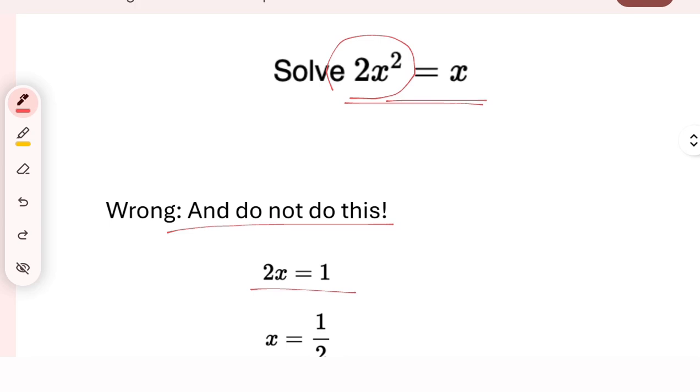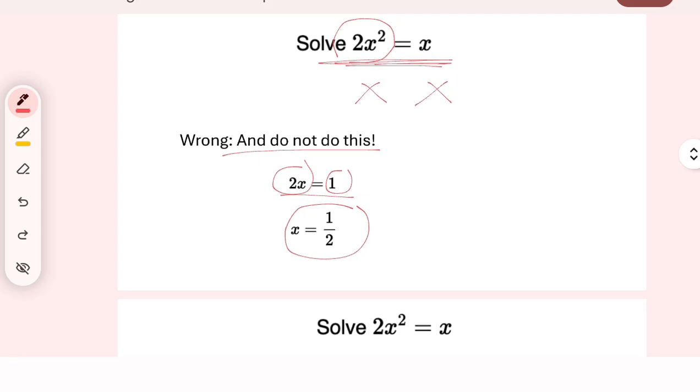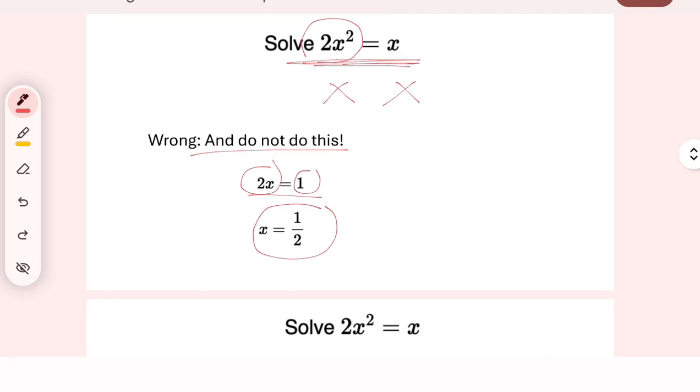How did you come up with 2x equal to 1? What happened is you divide the left side by x, and what is left is 2x. Then you divide the right side by x, and what is left is 1. And then you solve for x. The x is 1/2. You got an answer of 1/2, but this one is wrong.